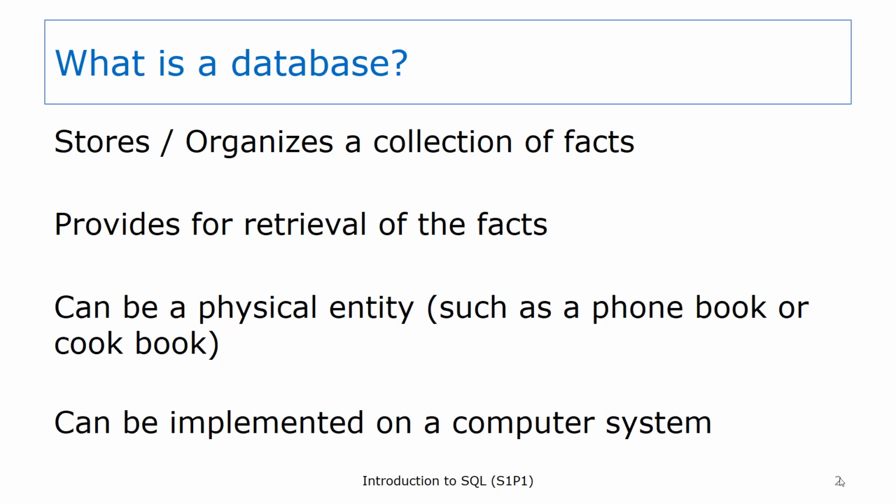A database can be implemented so that it runs on a computer system. Here are some examples of computerized databases. A bank uses a database to store your account information. Airlines use a database to maintain flight schedules and reservations. A college uses a database to manage enrollments, courses, and class schedules. Employers use a database to store employee and payroll data.